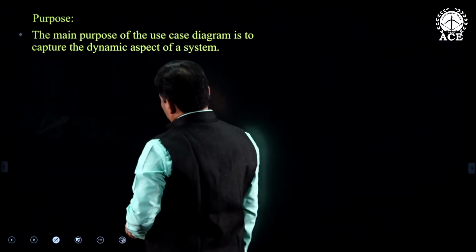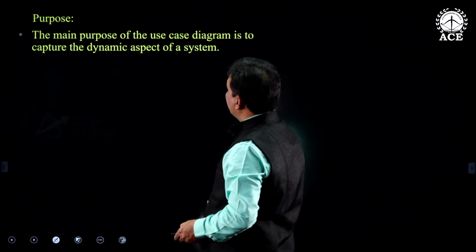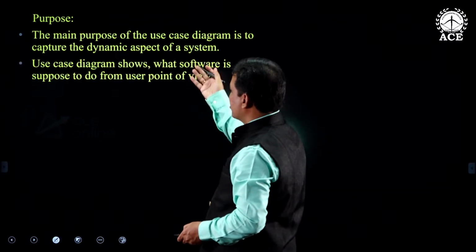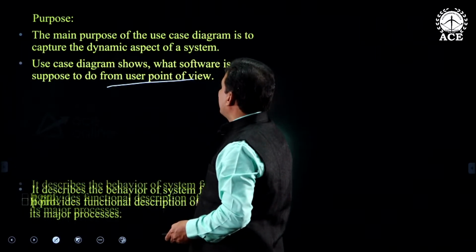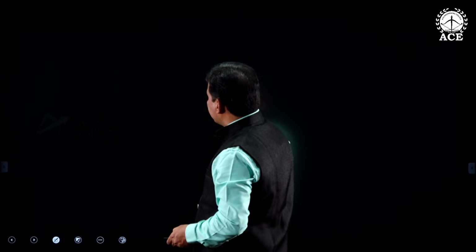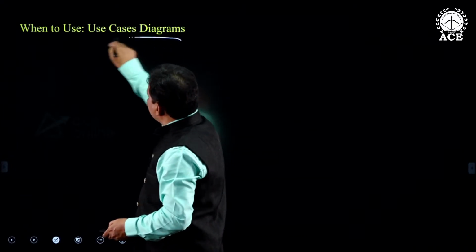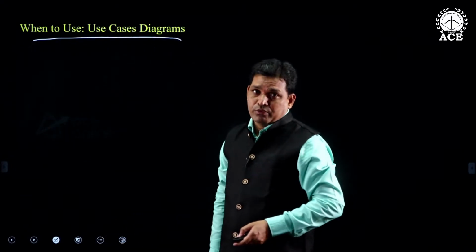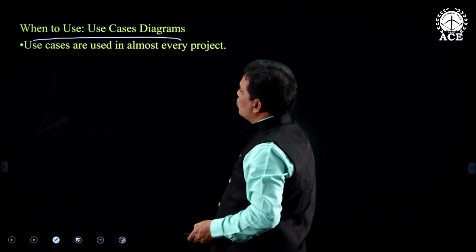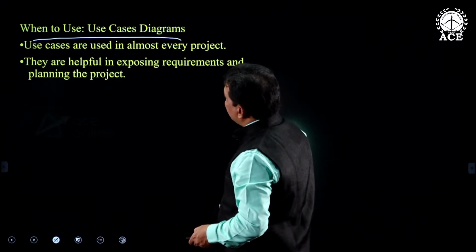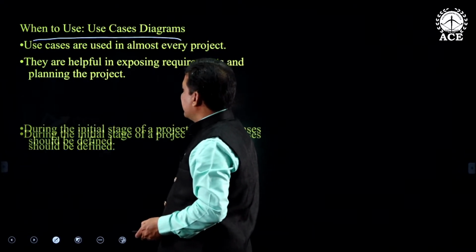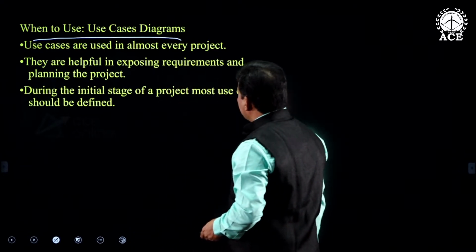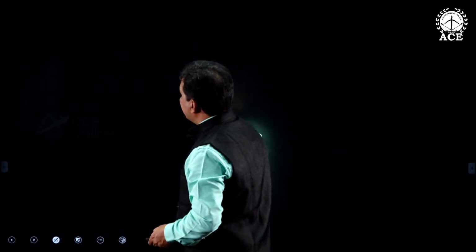What is the purpose of this use case diagram? The main purpose of the use case diagram is to capture the dynamic aspects of a system. A use case diagram shows what the software is supposed to do from the user's point of view, right? And when do we use a use case diagram? Use cases are used in almost every project. They are helpful in exposing requirements and planning the project. During the initial stage of a project, most use cases should be defined.